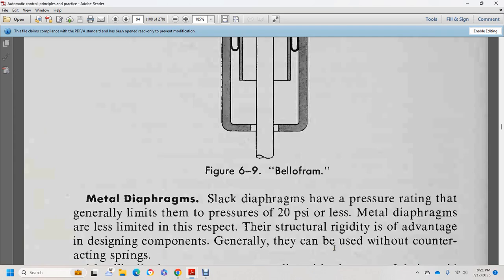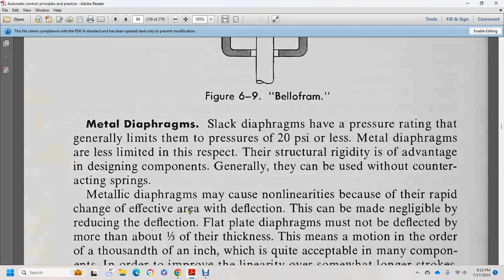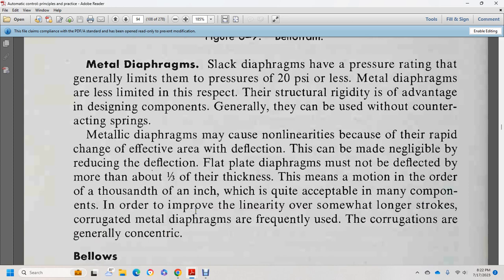Metal diaphragm, slack diaphragm has a pressure rating with general limits of the pressure of 20 psi or 11. Most diaphragms are limited in this respect. Structural rigidity is an advantage of the design component, and in general they can be used without counteracting springs.